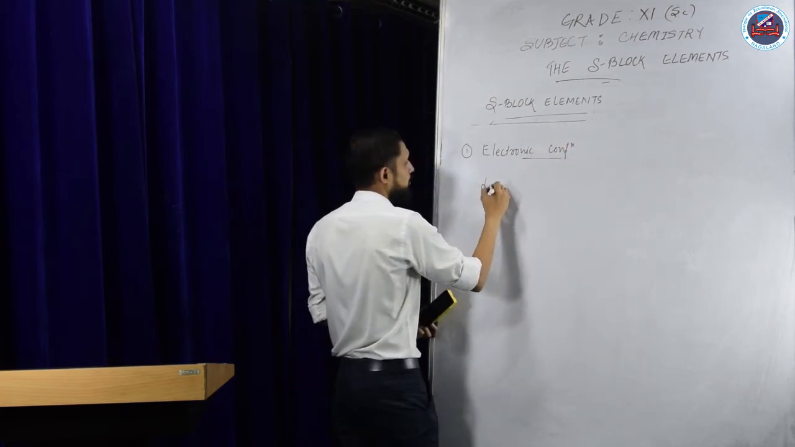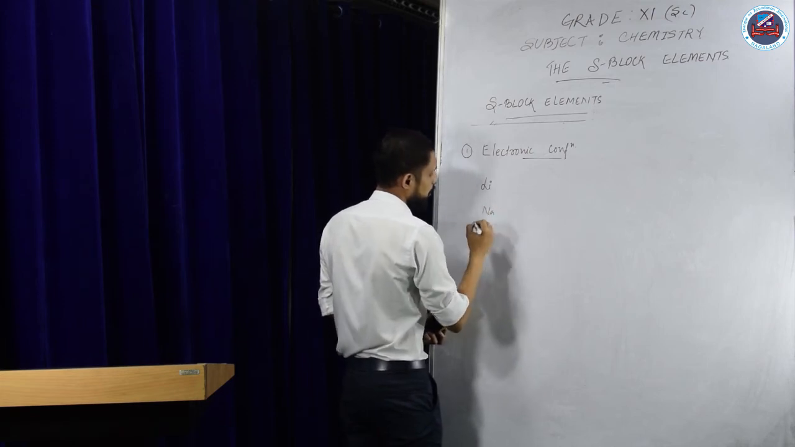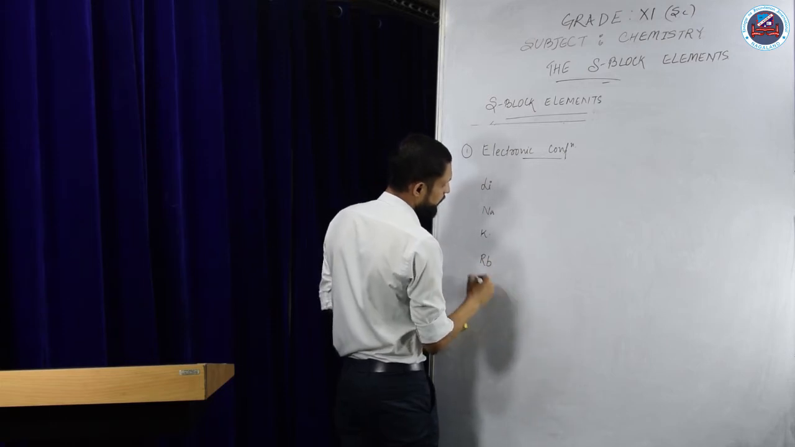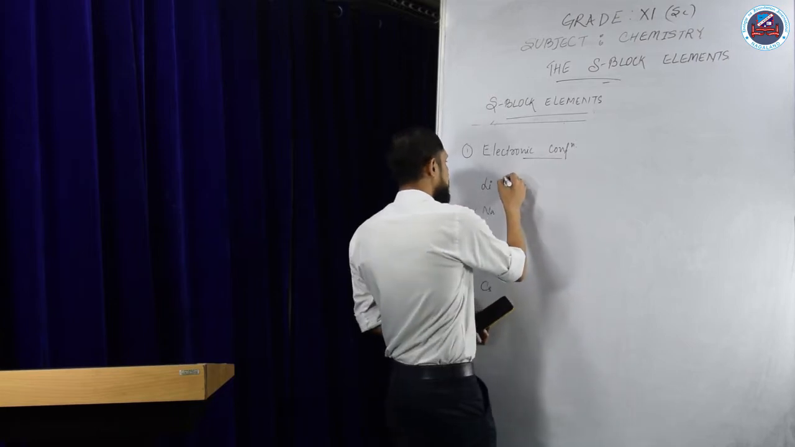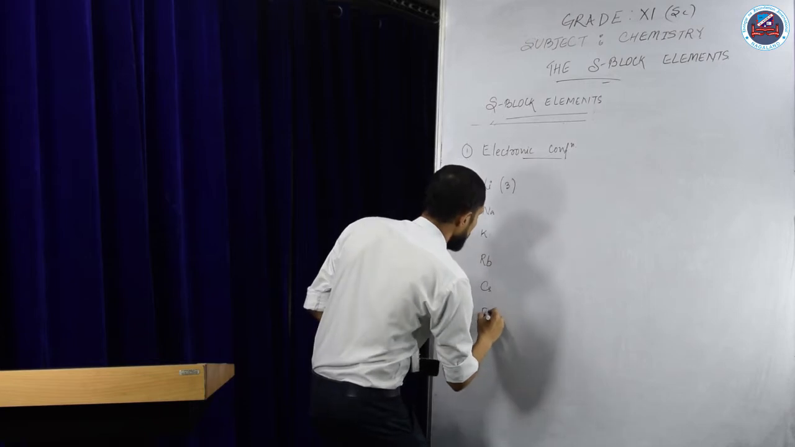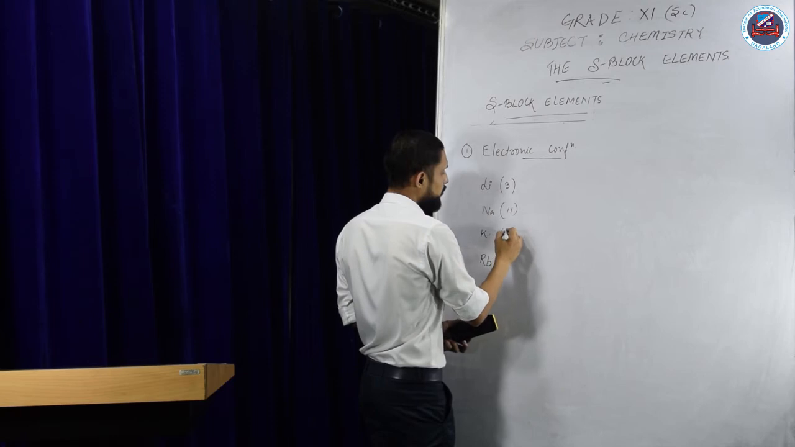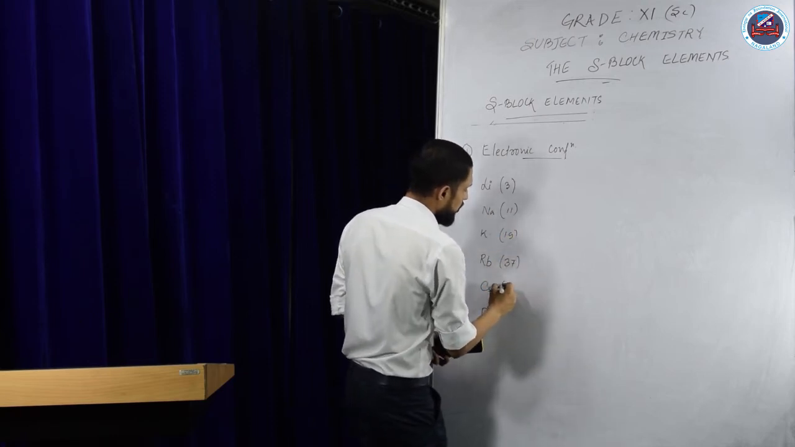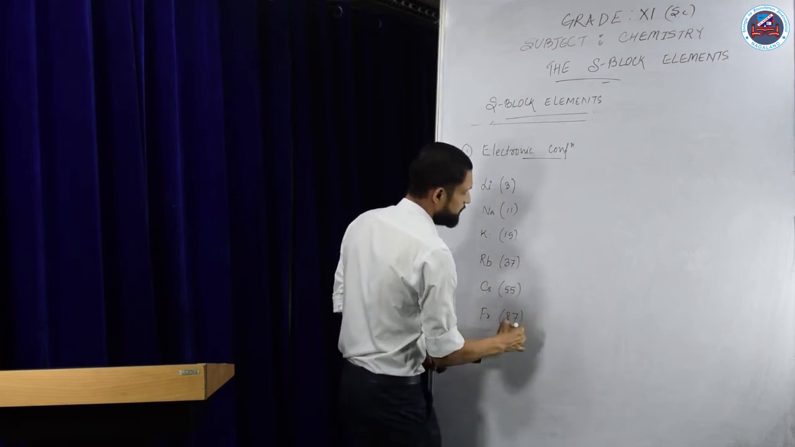So you have lithium, sodium, potassium, rubidium, and cesium. You can take francium also. Lithium atomic number is 3. Sodium atomic number is 11. Potassium is 19. Rubidium is 37. Cesium is 55. Francium is 87.